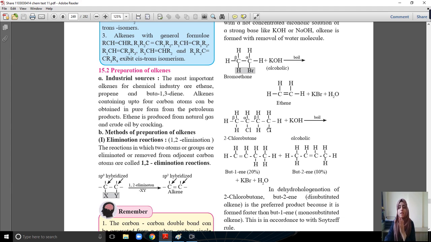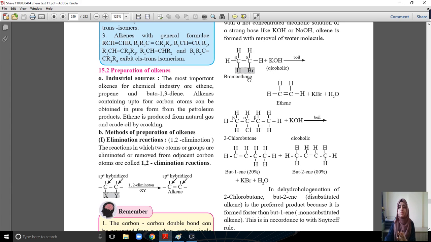One is on the right hand side, and another one is on the left hand side. So there are two sets of beta hydrogens, and removal of hydrogen from the beta carbon is elimination reaction. Now we have two possibilities here. We can remove this hydrogen and this halogen, or we can remove that hydrogen and this halogen. So there is a possibility of two products, one major product and another minor product.